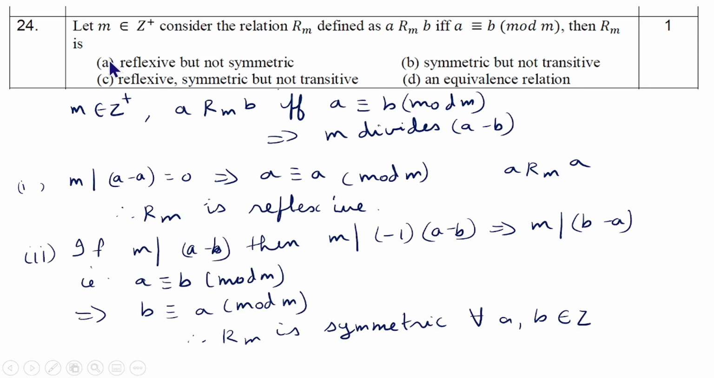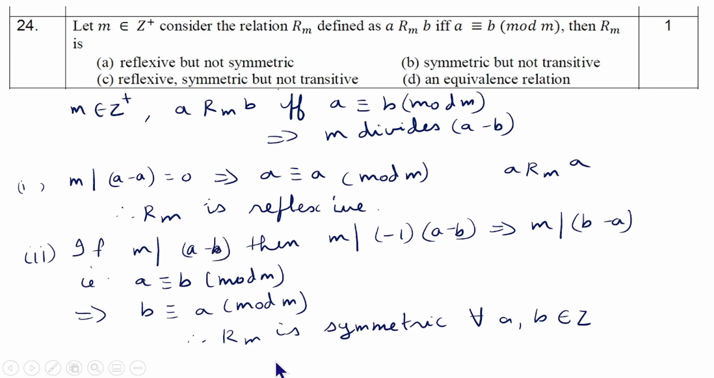So here it is given, let m belong to the set of positive integers and consider the relation Rm defined as a is related to b, a Rm b, if and only if a is congruent to b mod m. Then the relation Rm is... We have to find the correct option. First we are checking whether this relation is reflexive, that is, whether a is congruent to a mod m. According to the definition, a congruent to b mod m means m divides a minus b. If m divides a minus a, it means a is congruent to a mod m. Therefore a is related to a, which means Rm is reflexive.